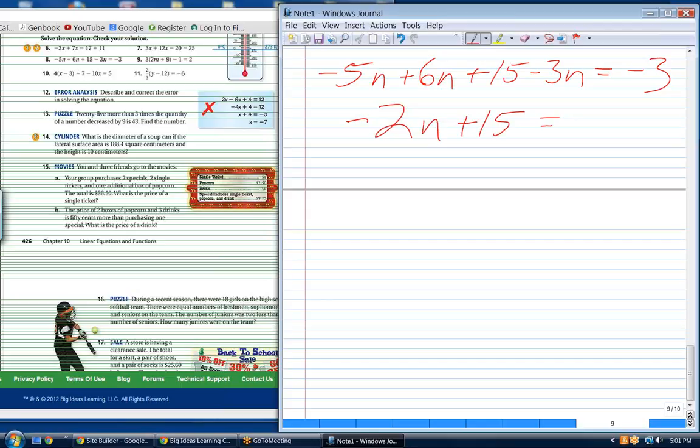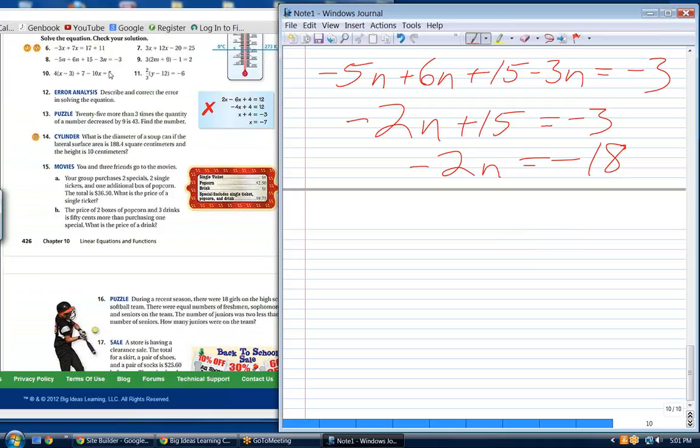Oh, 1 second. Let me mute that. Okay. Okay. What's the next line? So you subtract 15 and get 2n equals negative 18. Okay, and the last line? And then you get n equals 9. Good. All right.